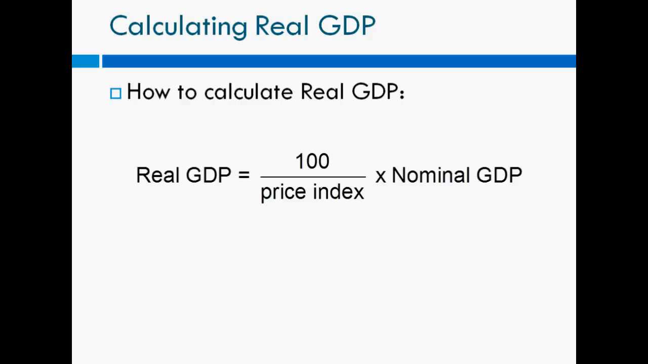So if you say, I'm going to set prices at index 100 in 2005, every year after that, if prices go up, the price index will go up to measure that. So for example, in 2006, if the price index is 105, up from 100, we know that prices have increased by 5%. Yeah?